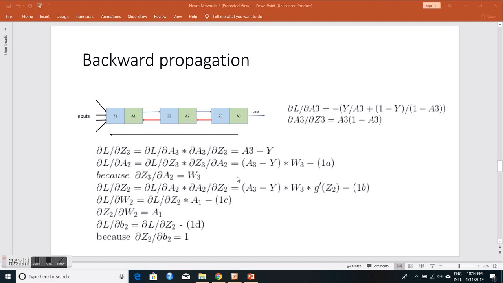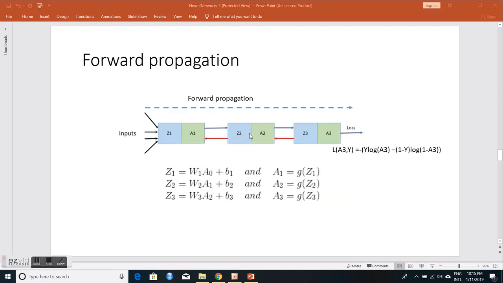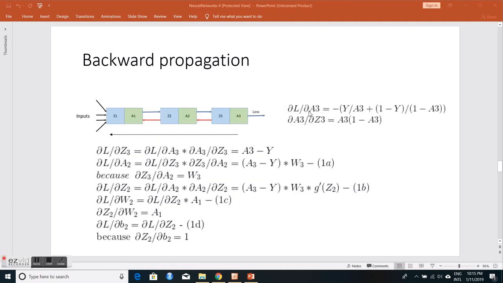Now similarly we will compute all the equations for the backward propagation. Here this is the equation of the forward propagation. For the backward propagation, it will be at the final layer, since we have a sigmoid unit. We have seen that the loss for a sigmoid unit is minus y log A3 minus (1 minus y) log of (1 minus A3).